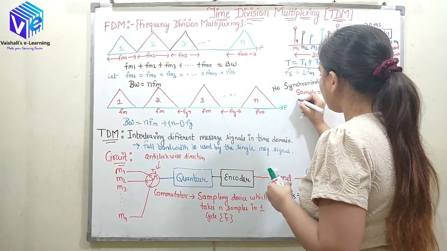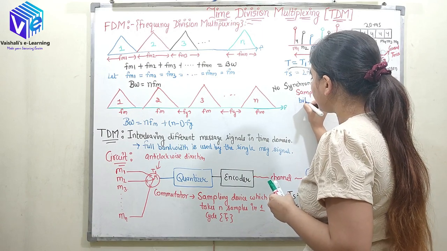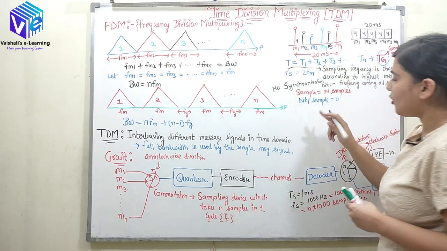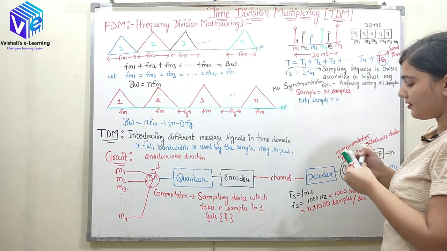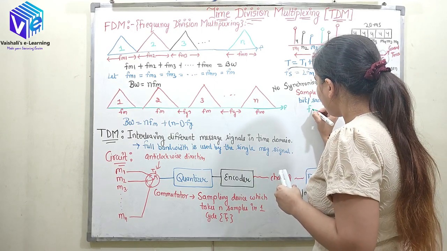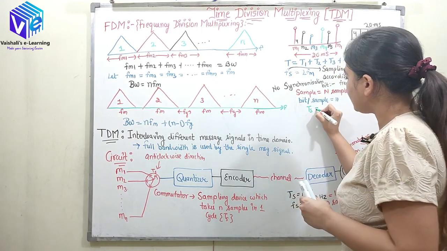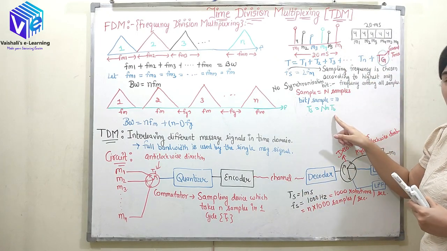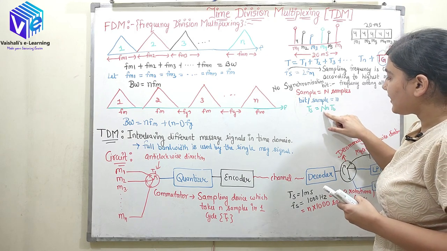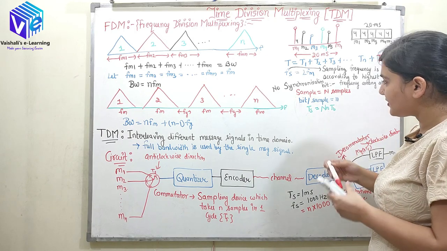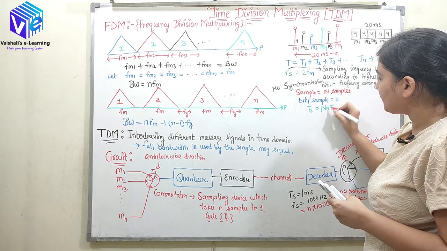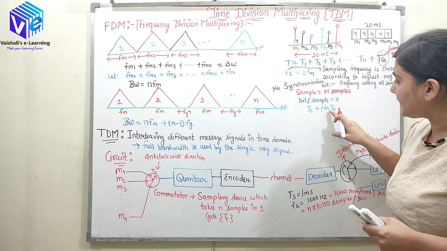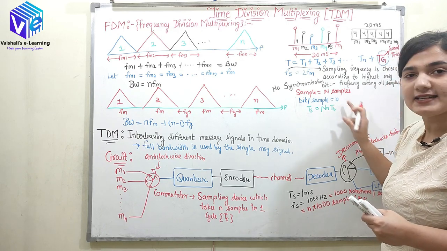Now if I take the number of bits per sample to be small n, so I have small n bits per sample. So here TS will be equal to N n TB, where TB is the bit duration. So I'll be having total capital N into n bits, because bits per sample into samples will give me the total bits. So capital N into n bits, and one bit has TB duration.